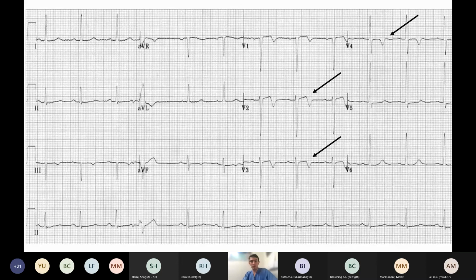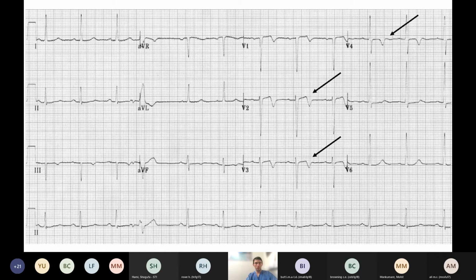So here's an ECG from a patient who is having some chest pain, breathlessness, very typical sounding for an MI. And you can see in leads V2, V3, and V4 that the T wave, which is typically going to go up, is going down. Okay, that is not normal.